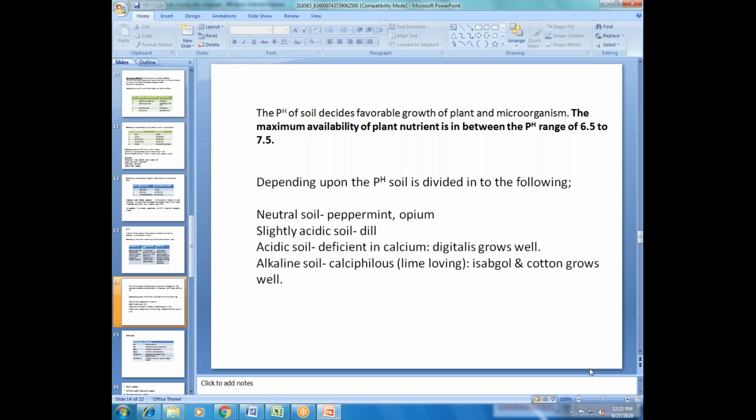So that is the neutral. There is the pH 7, which is actually good. See, your actual pH should be around 6.5 to 7.5. pH 7 is the excellent one, where the opium and the peppermint grow.